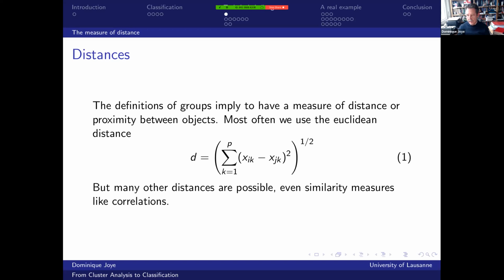And there is no reason not to look for the proximity between variables as we look for proximity between cases most of the time. Okay? So, first of all, we have to define or to find or to compute a measure of distances between objects. That's easy.